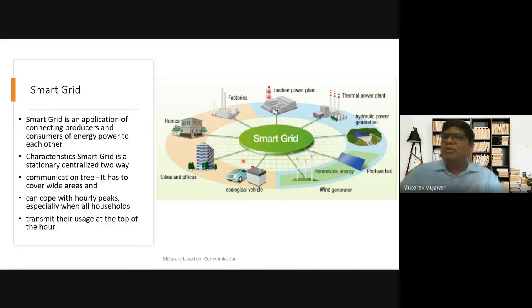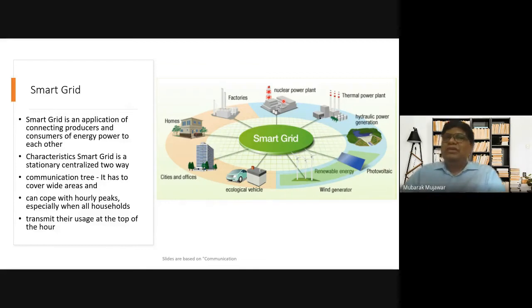So it is essentially a combination of a stationary and rigid network, which means, for example, factories are immovable, homes are immovable, cities are immovable, charging stations are also immovable, and the power plants as well are immovable. So it is characterized by immovable structures.